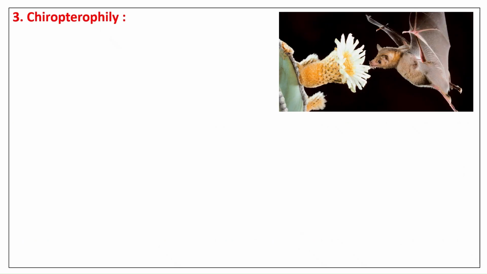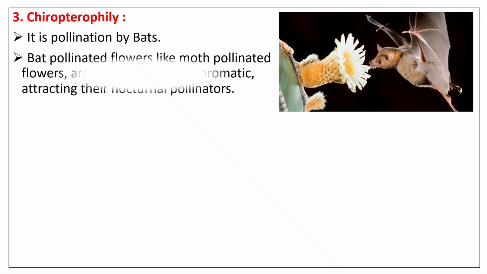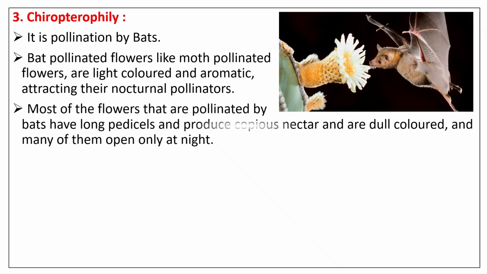Next, 3. Chiropterophily. The pollination occurs by bats. Bat-pollinated flowers, like moth-pollinated flowers, are light-colored and aromatic, attracting their nocturnal pollinators. Most of the flowers that are pollinated by bats have long pedicels, produce copious nectar, and are dull-colored, and many of them open only at night.